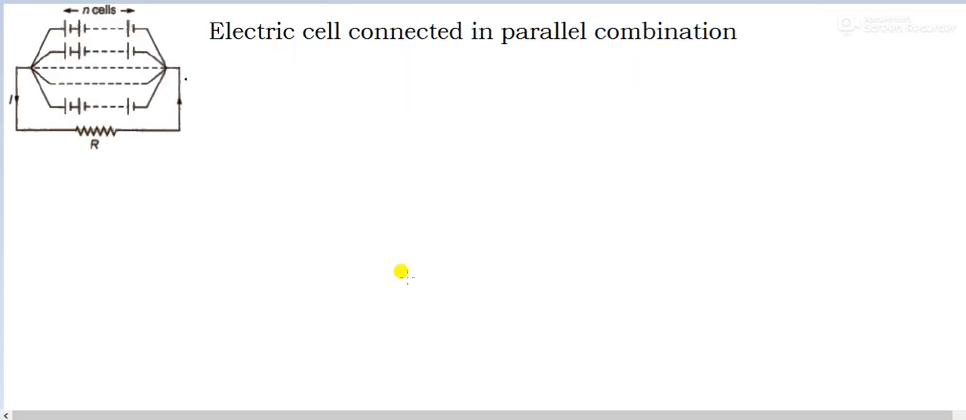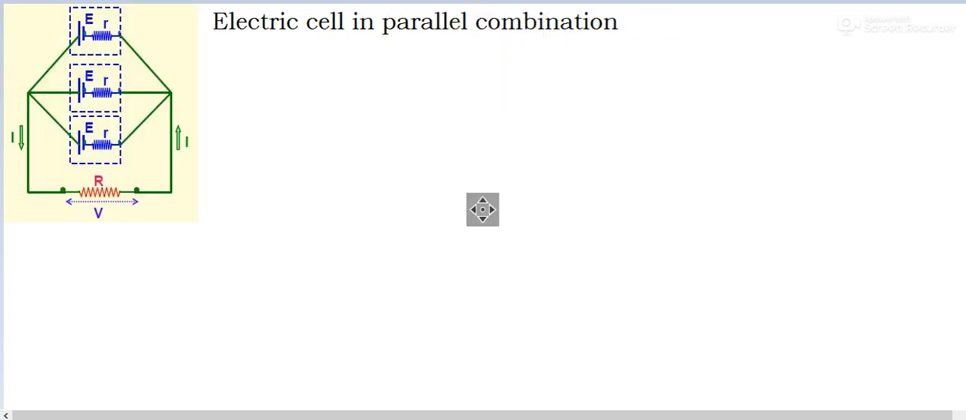The next combination is parallel combination. As you can see, there are n cells of EMF E and internal resistance r connected in parallel combination with an external resistance of capital R. I is the total current flowing in the circuit. Now suppose there are only 2 cells connected in circuit. What would be the value of total EMF?